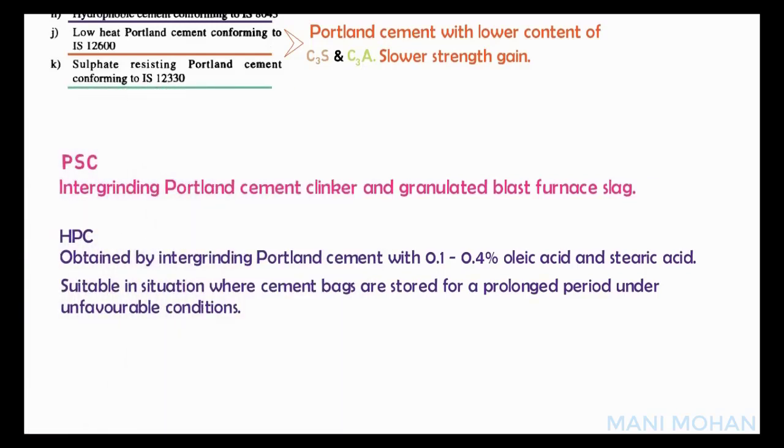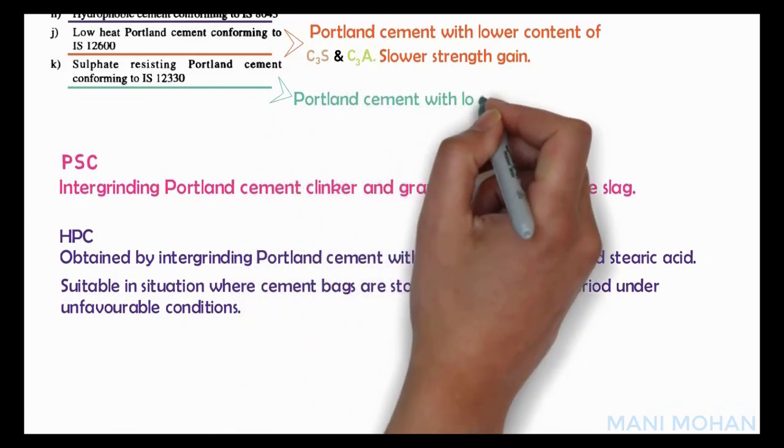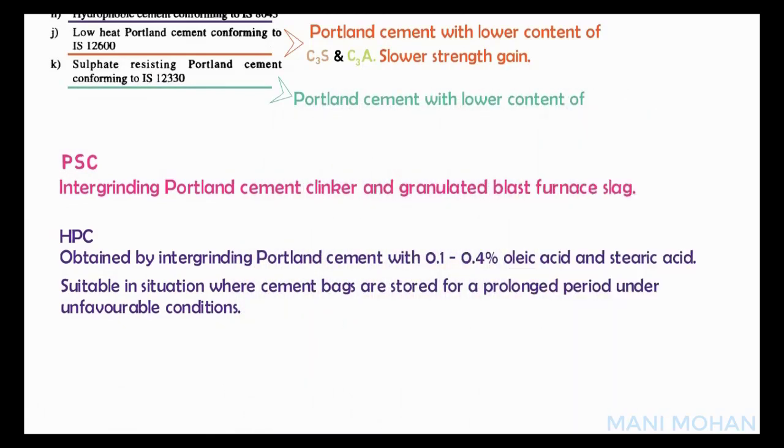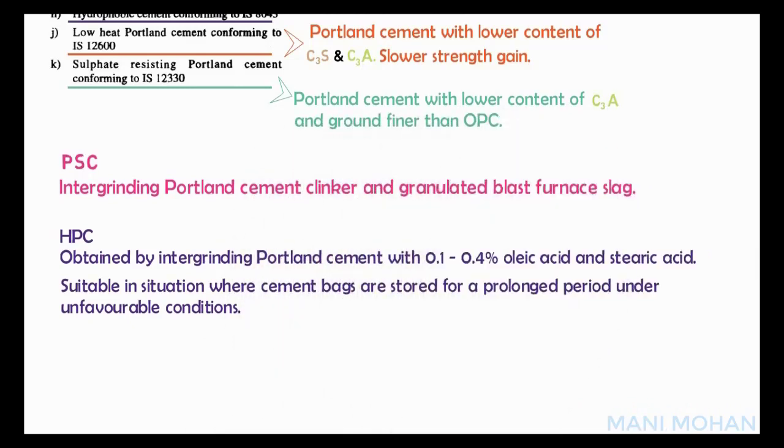Sulfate resisting Portland cement. This cement is obtained from Portland cement with a very low C3A content and ground finer than OPC. This cement is sulfate resistant because the disintegration of concrete caused by the reaction of C3A in hardened cement paste with an external sulfate salt that can be present in soil or water is inhibited.